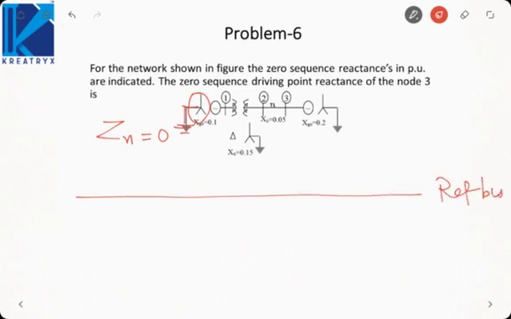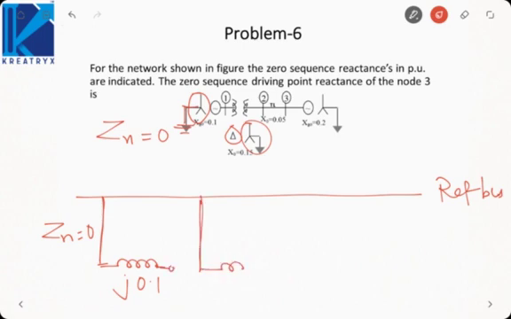Since the neutral is grounded, here we will show Zn as 0. Then the generator zero sequence reactance is J0.1. Then the transformer is star-delta grounded. Star means we will operate the shunt switch, keep the series open, then we will place 0.15 J. Then we will operate the series switch because the star is grounded.